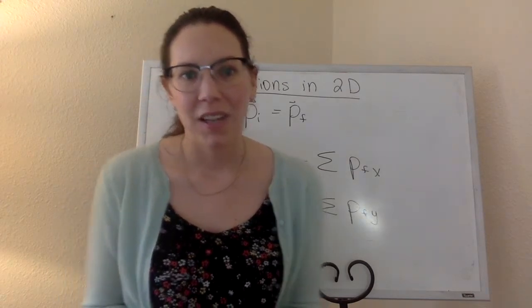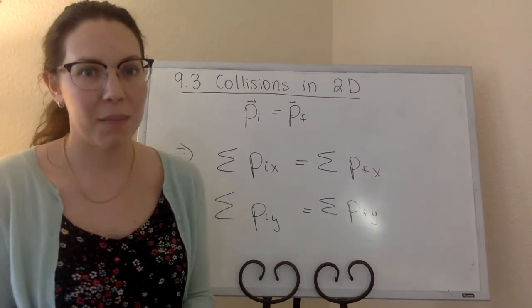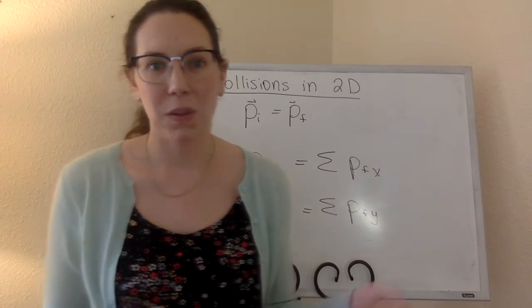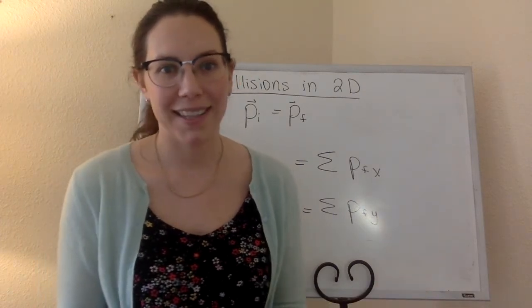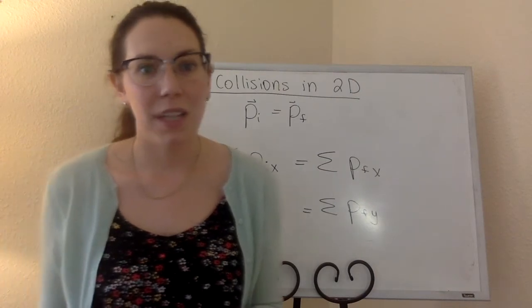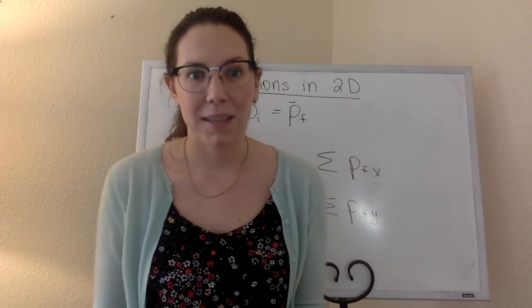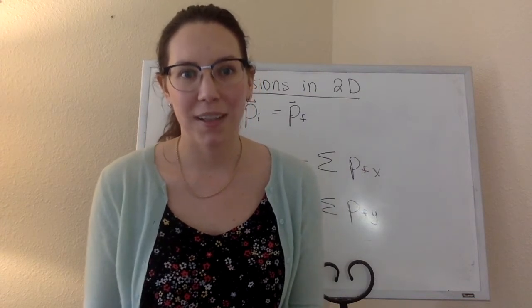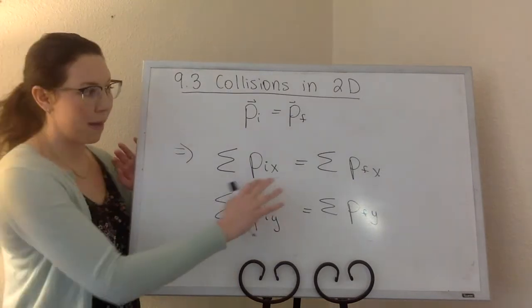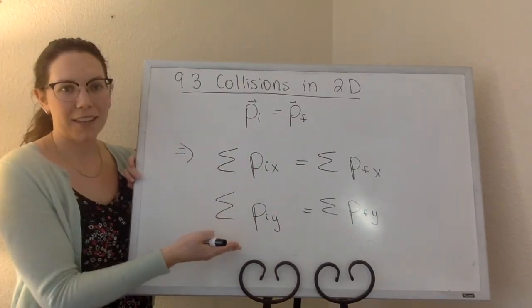So before I went over the law of conservation of momentum, which says that the total initial momentum of a system equals the total final momentum for isolated systems. And this extends to collisions in 2 or 3D. In that case, the total momentum is conserved along each coordinate direction. So we'll need to apply the momentum conservation to the x direction and the y direction separately.